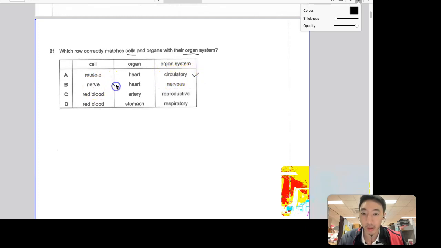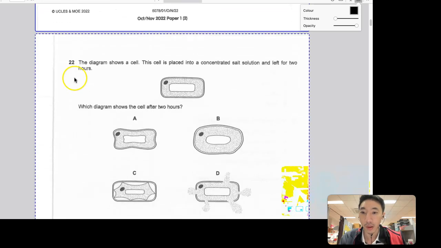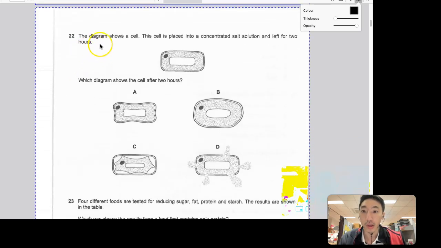Nerve is not with the heart. Red blood cell is not from the organ of the artery. And red blood cell is not from the organ of the stomach. So the only answer is A. Alright, so question 22, the diagram shows a cell is placed into concentrated salt solution.